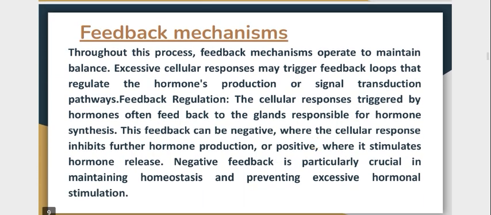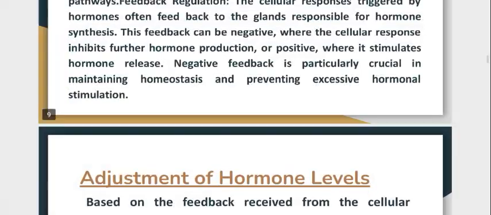And feedback mechanisms. Through this process, feedback mechanisms operate to maintain balance. Excessive cellular response may trigger feedback loops that regulate the hormone's production or signal transduction pathways. Feedback regulation will be taking place. So the cellular response triggered by hormone often feeds back to the glands responsible for hormone synthesis. This feedback can be negative, where the cellular response inhibits further hormone production, or positive, where it stimulates hormone release. Negative feedback is particularly crucial in maintaining homeostasis and preventing excessive hormonal stimulation.